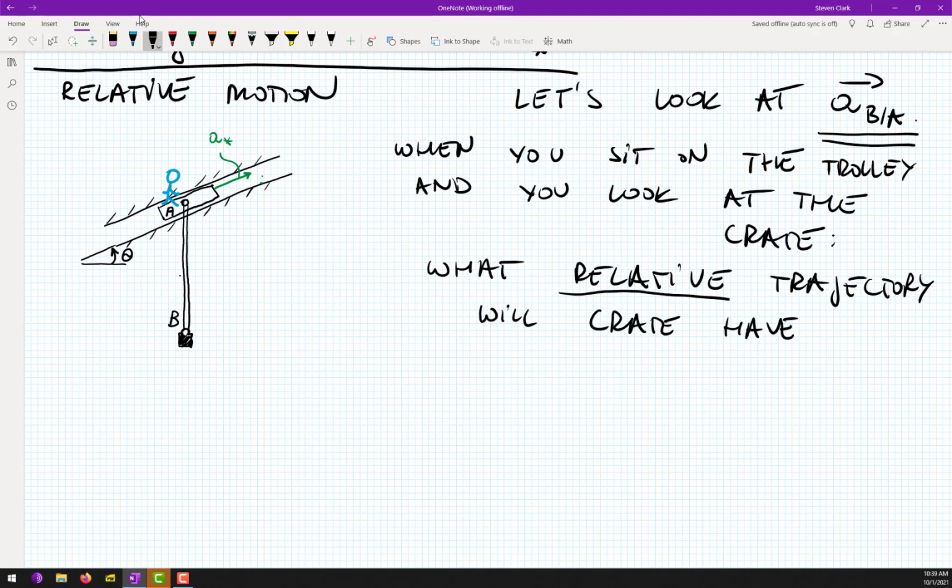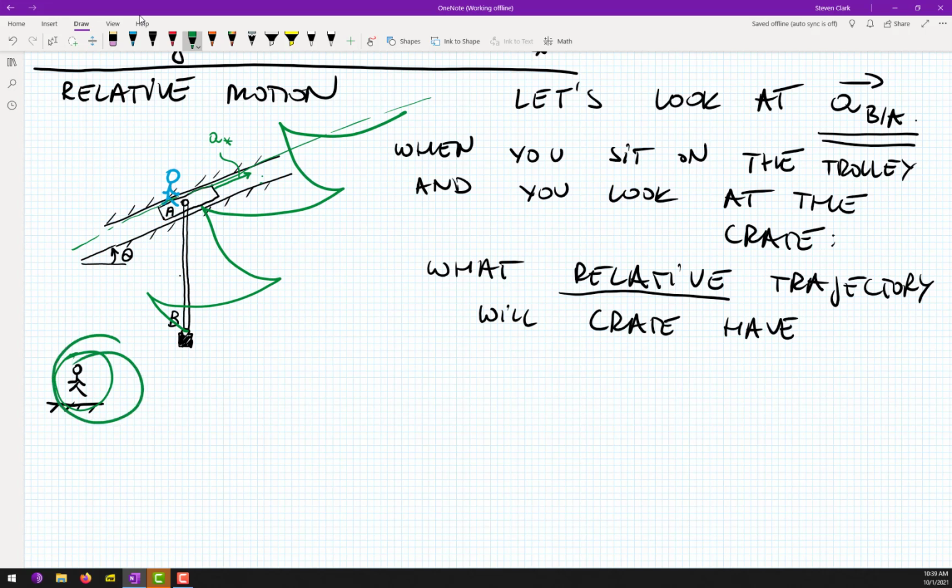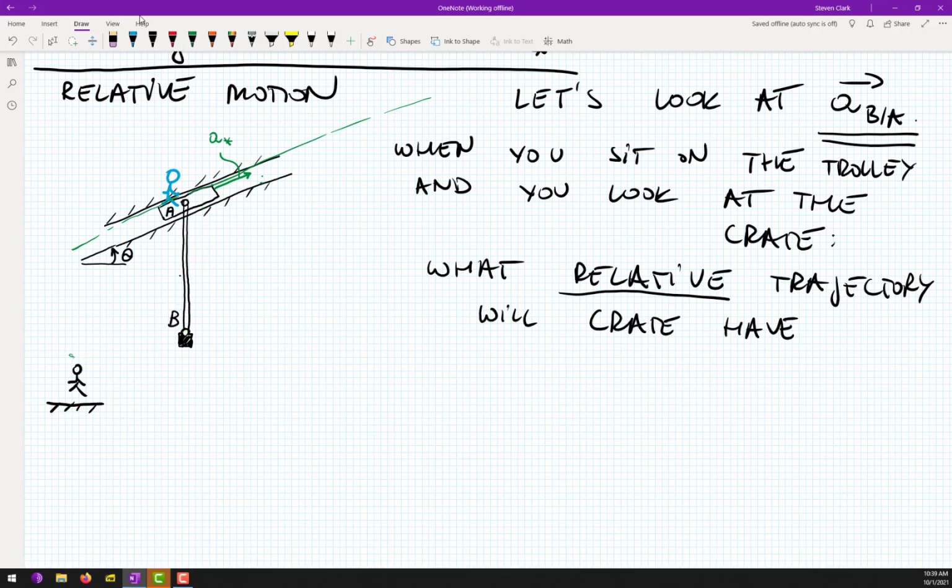I'm not talking about you standing here and looking at the crate. Because if you stand here, the trajectory of the trolley for this guy is this line, and the crate will have probably a trajectory like that. My drawing is terrible, but that would be some crazy trajectory for this observer. However, for the blue observer, the trajectory of B will be much simpler.